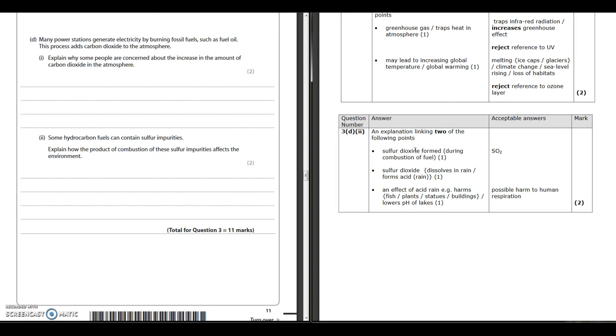What problem can that do? Well, sulfur dioxide can dissolve and it can form sulfuric acid. So we get to acid rain, and then you can start talking about the effect of acid. You'll need 2 of those to get the 2 marks over here.